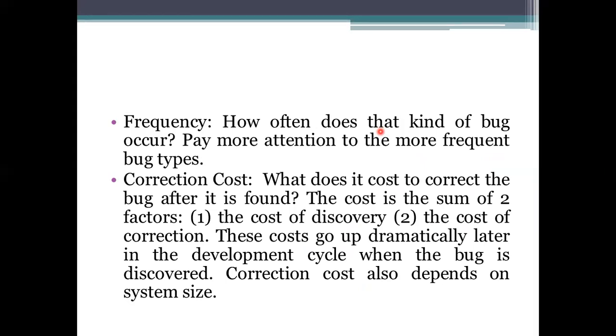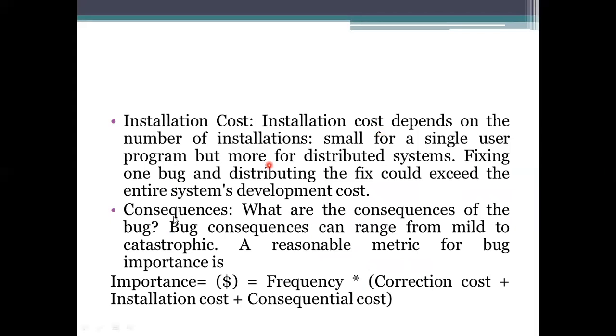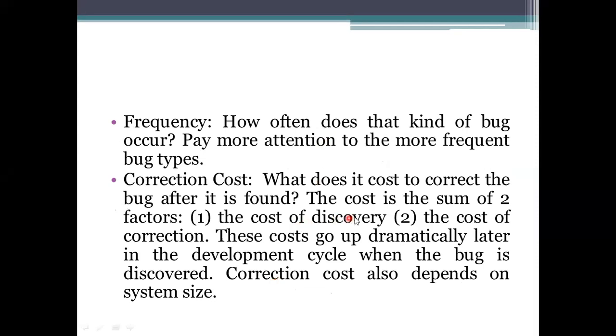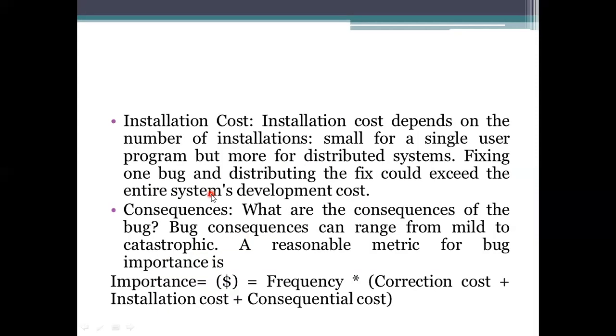Here we specify the importance of the bug by this factor: frequency into correction cost plus installation cost plus consequential cost. Frequency means how frequently it occurs, whether it occurred for the first time or occurs frequently. Correction cost includes the cost of discovery of the error or bug plus the cost of correction.